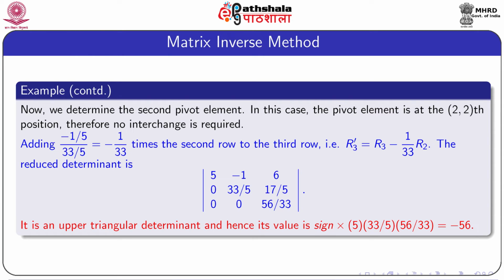Note that this is an upper triangular determinant and the value of the determinant is given by the value of SIGN times the product of the diagonal elements 5, 33 by 5, 56 by 33, which is equal to minus 56. So, this is the final value of the determinant obtained by the partial pivoting technique.